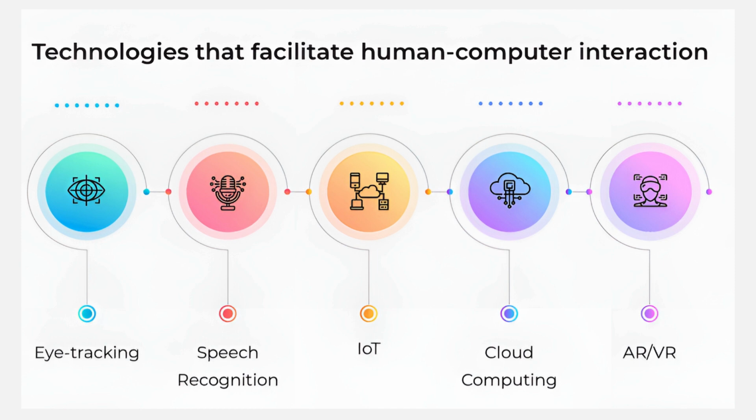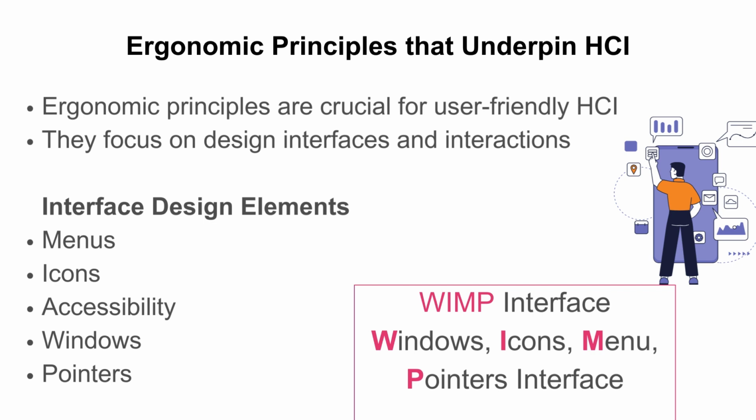So here are some technology developments today that enhance the HCI. Eye tracking, speech recognition, IoT including wearables, cloud computing, and augmented reality and virtual reality all enhance the scope of HCI and achieve the HCI goals through better use of technology. Let's now move on to the ergonomic principles that support HCI.